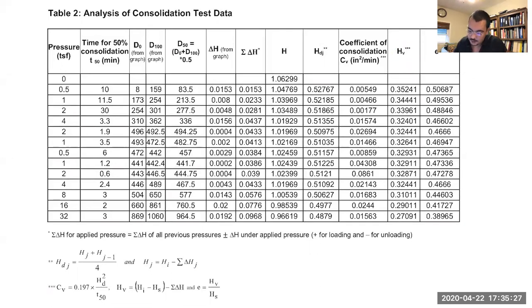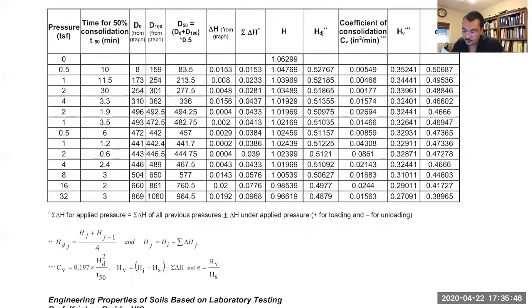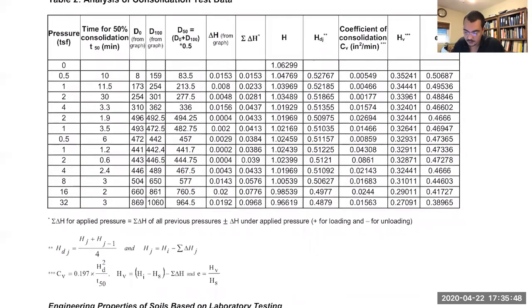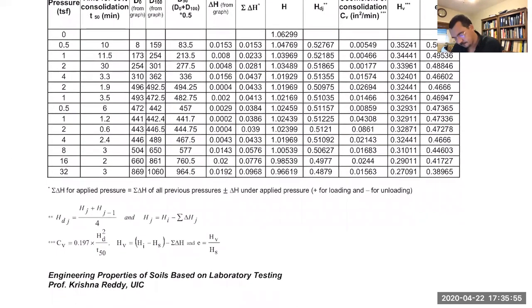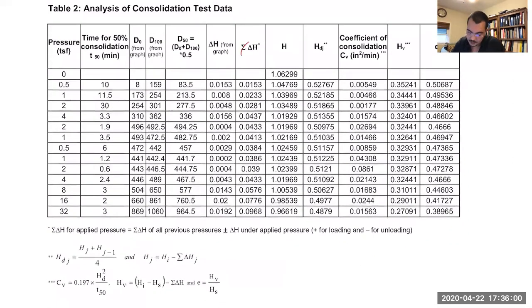With the height of voids, the final step is the same exact calculation I just showed you, except here we have a height of voids that changed, and the height of solids stayed the same, and so the void ratio is going to be changing. And you just have to be careful during unloading. During unloading you subtract, you don't add, for delta H.